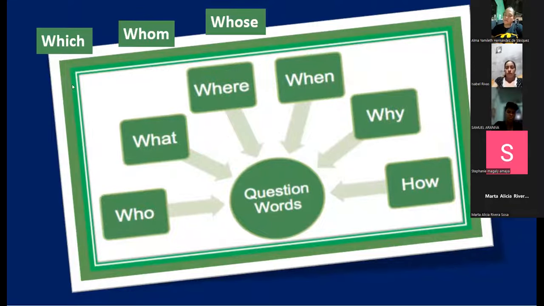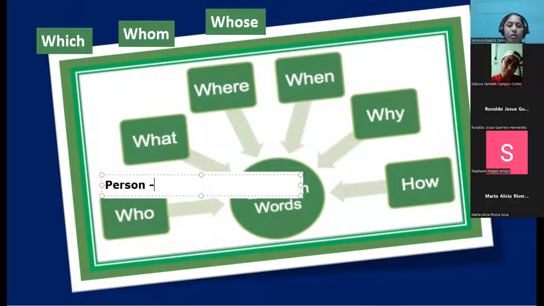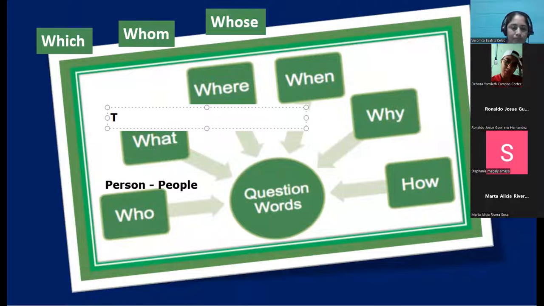So, who? A ver, una palabra. ¿Qué está pidiendo cuando usted pregunta o le preguntan con who? ¿Quién? Yes, but not Spanish. People. What? Context. Like this. Thing. Object. Very good. Where?